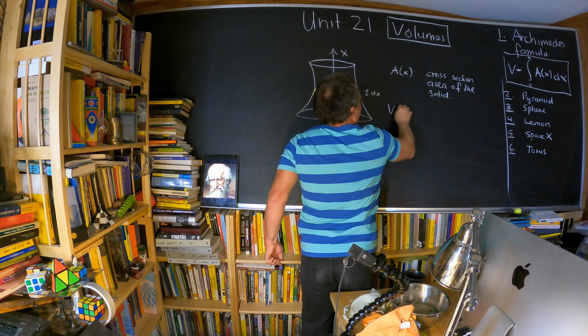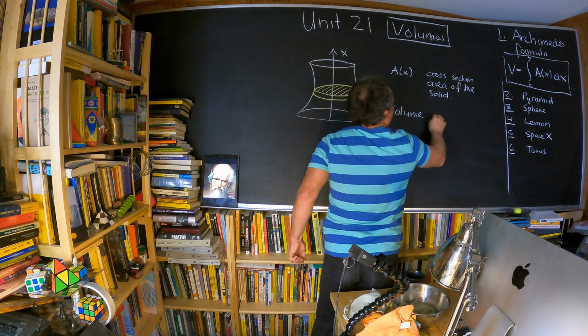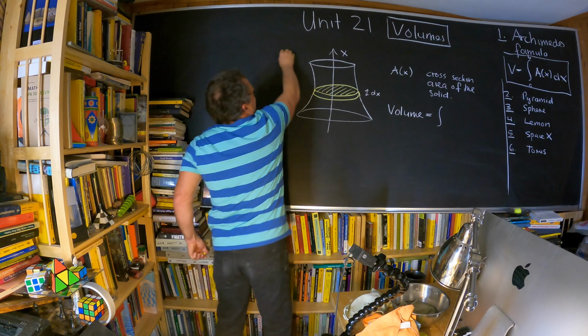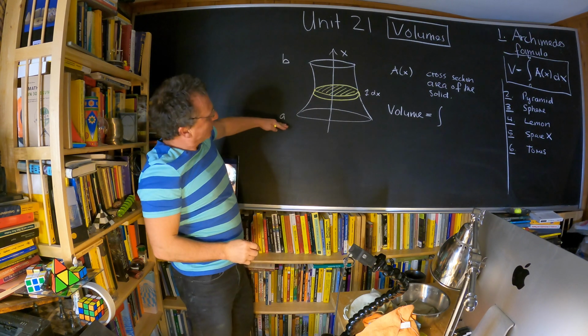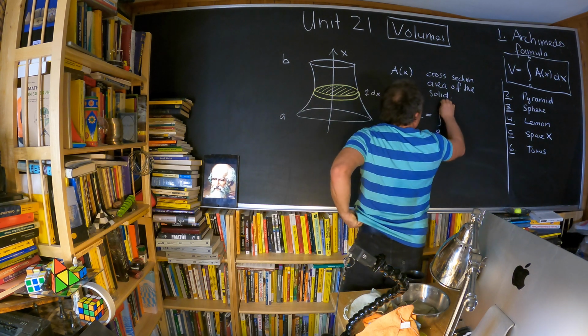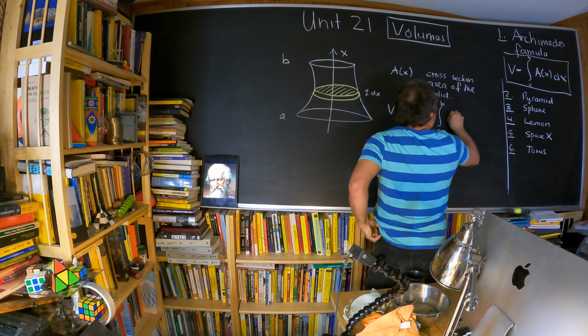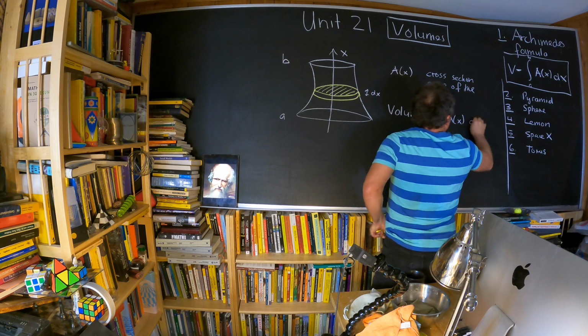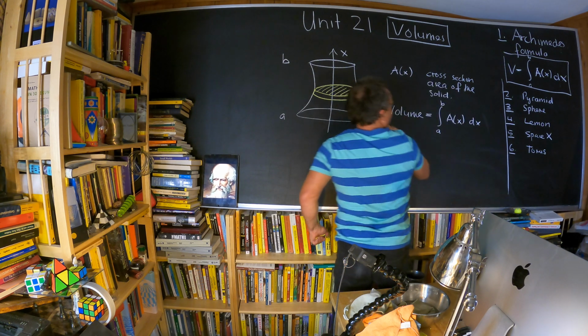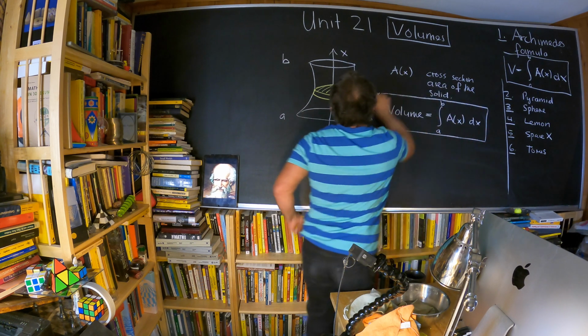Then the volume is now, and x maybe goes from a to b. So these are our bounds. We start from a, go to b, and we have the integral of A(x) dx. This is the volume formula of Archimedes.